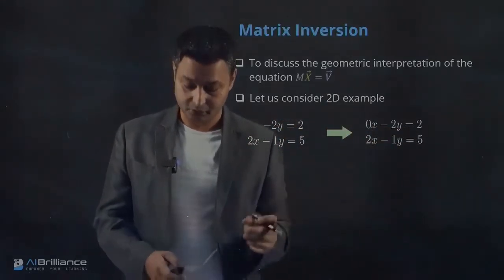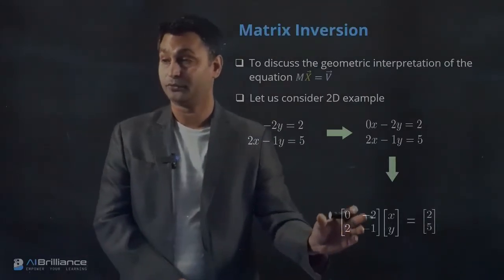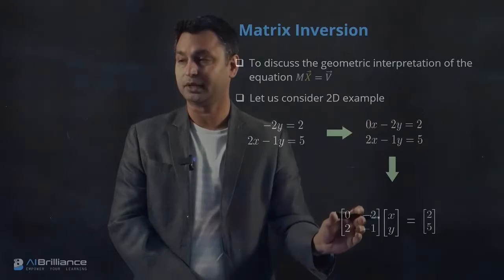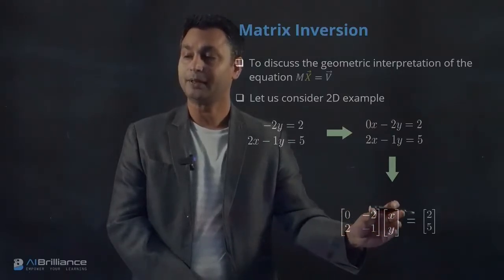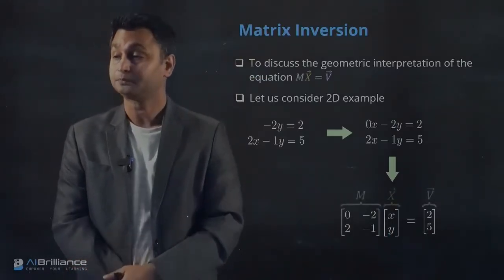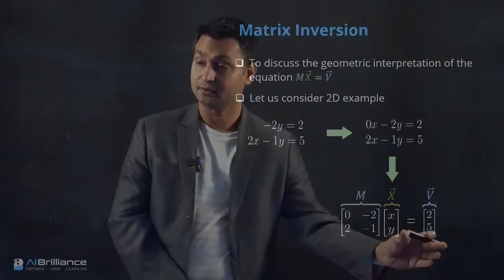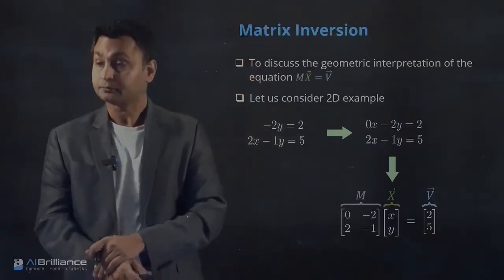Now we can write this equation in the form of matrix multiplied by vector. The coefficients of the equations, which has two variables, so that's why we have 2 and 2, multiplied by x and y is equal to 2, 5. That's the equation that we need to be having. Okay. Now with respect to this problem, this is the matrix, this is the x, and this is the v vector that we have. Okay.